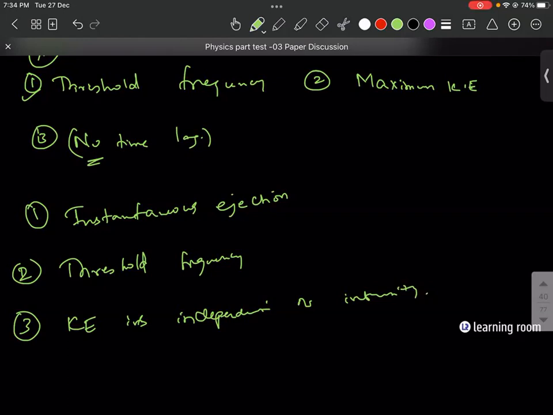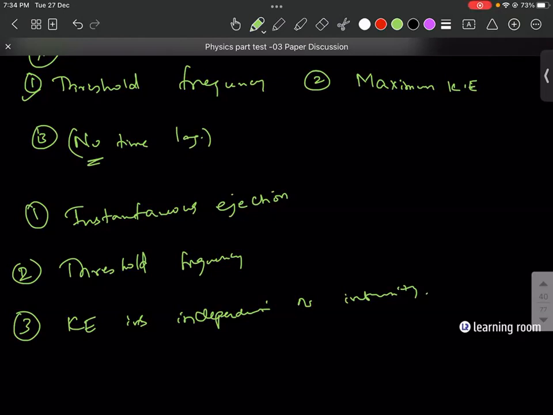Sir, can we also say that atoms cannot absorb energy continuously and can absorb only in quanta, like discrete packets? Yeah, you can say that, but these are the three points that are given in the textbook. Let's follow that. These are the three main important points.